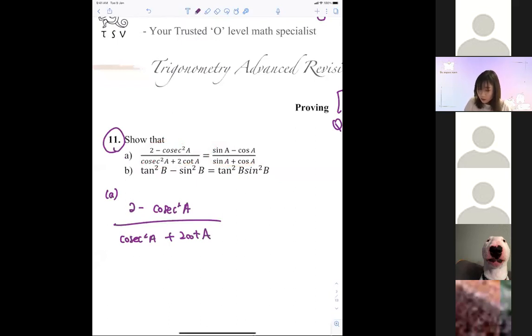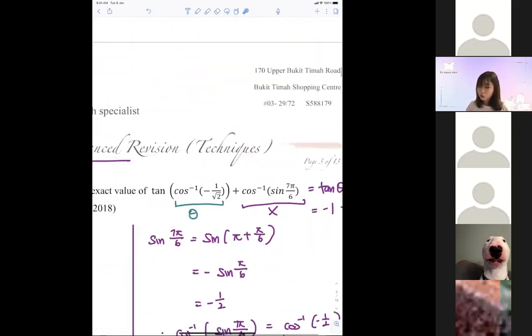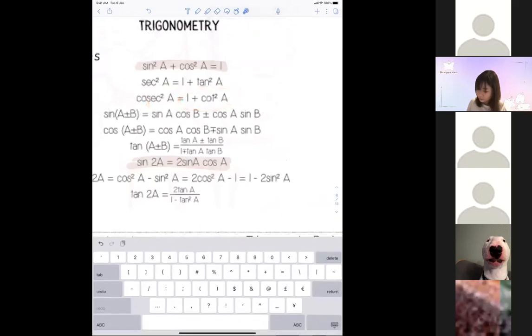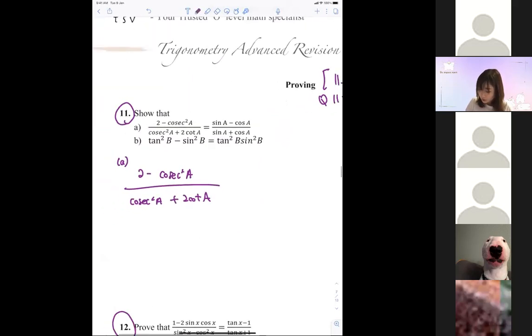Then you see cosecant square and cotangent. Remember, we try to make the trigo function the same. So we change the one with a square. We want to change cosecant square. You know that cosecant square is 1 plus cotangent square. So cosecant square, you change to 1 plus cotangent square. There's another cosecant square here, so 1 plus cotangent square.